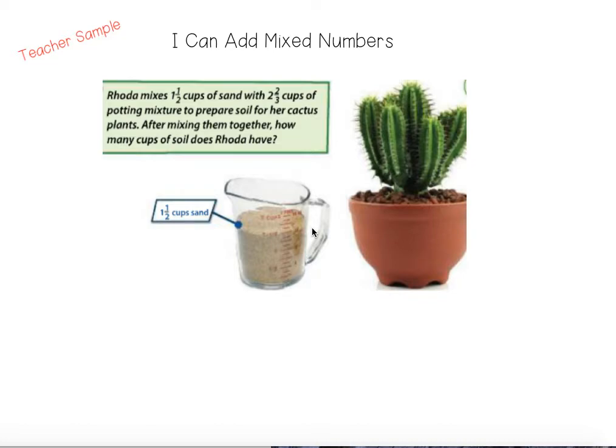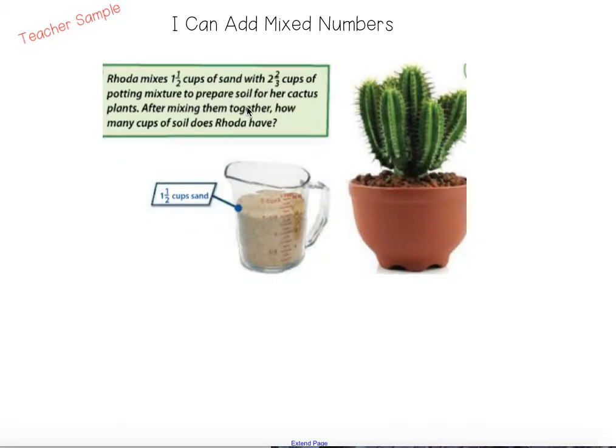Good morning. Your I can statement for today is I can add mixed numbers. If you'll remember from last time we took notes, mixed numbers are numbers that have a whole number and a fraction put together. So in this problem, 1 and 1/2 would be a mixed number, and 2 and 2/3 would be a mixed number. Both of those are mixed numbers, and today we're going to learn how to add mixed numbers together.